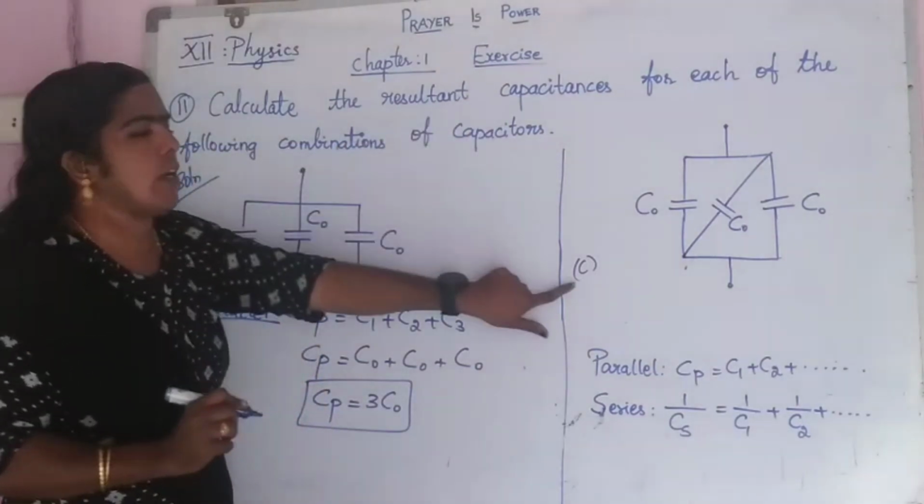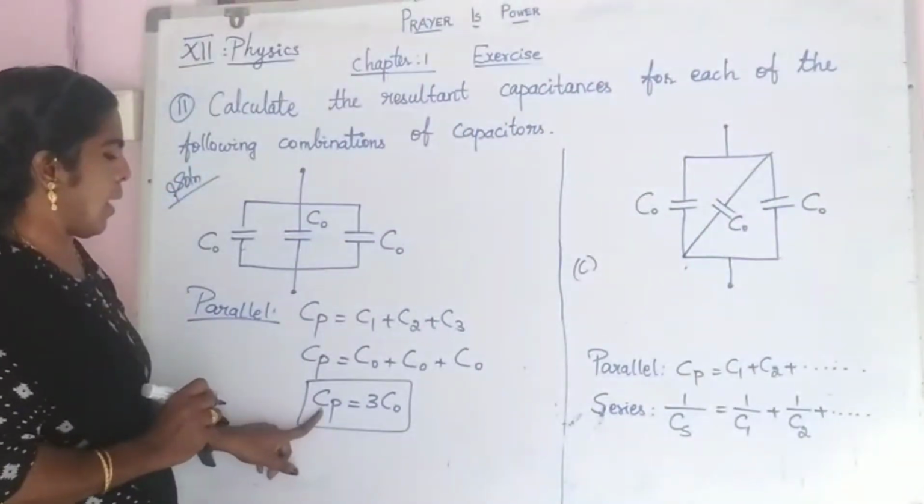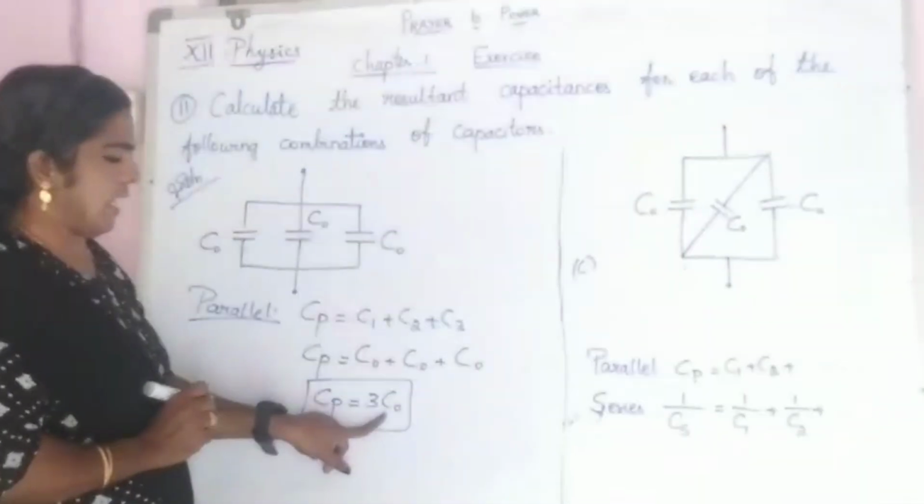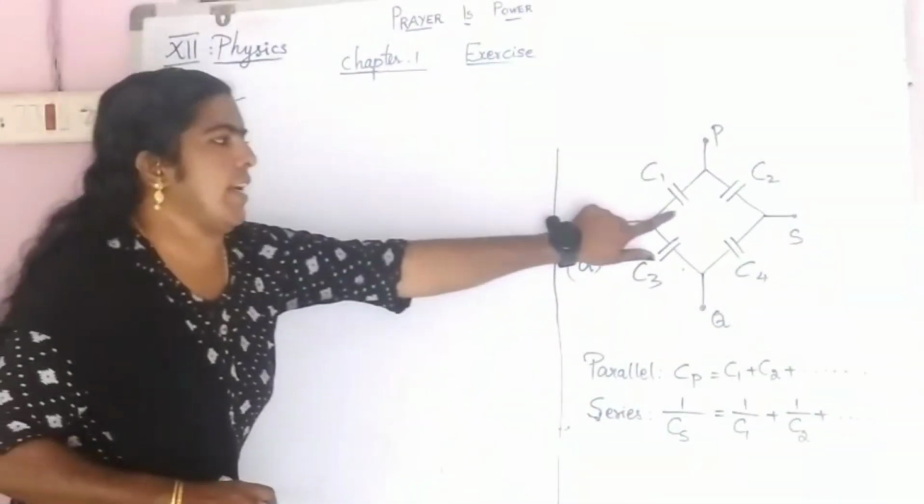Resultant capacitance for question C. The answer is Cp is equal to 3 C0. Question D. Look at this figure.